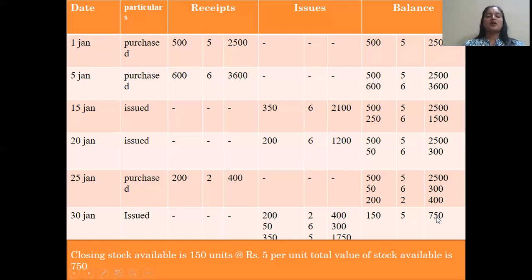Now this is how we need to calculate under the Lifo method. After the calculation, we need to go for the closing stock. Closing stock available is 150 units at rupees 5 per unit. So the total value of stock available is 750.